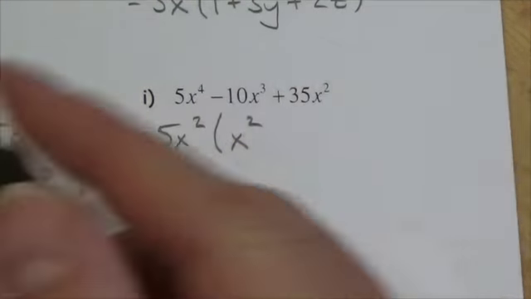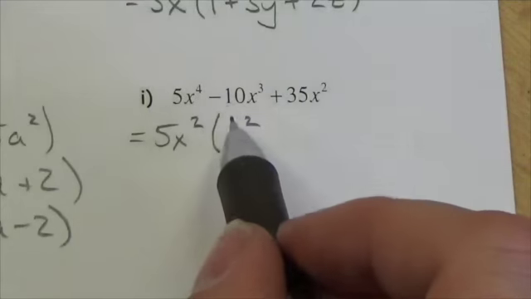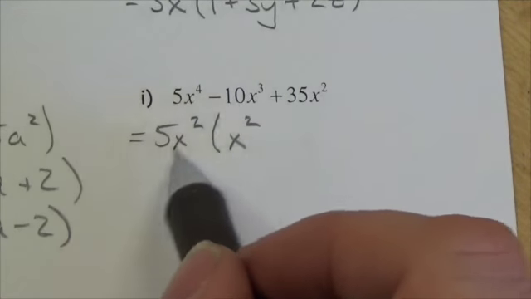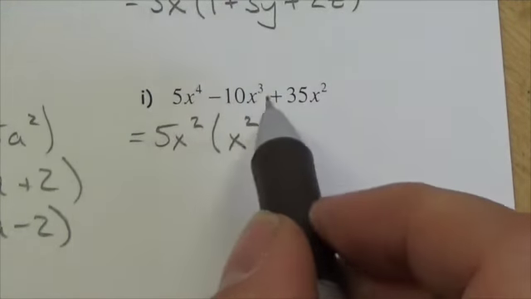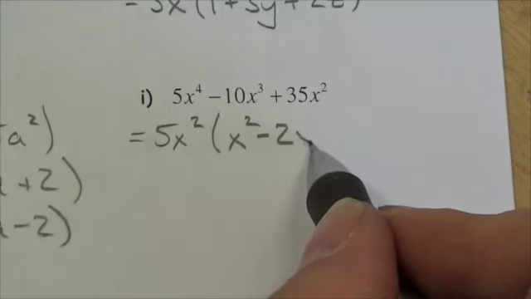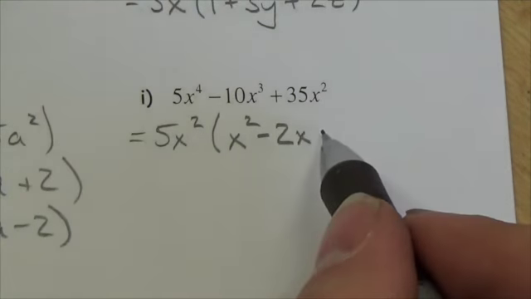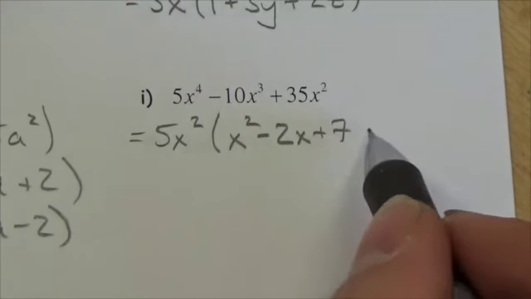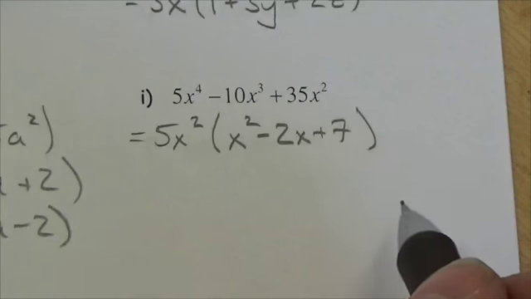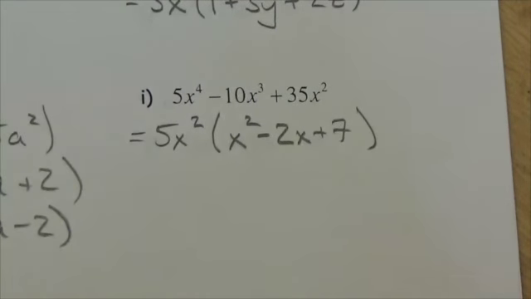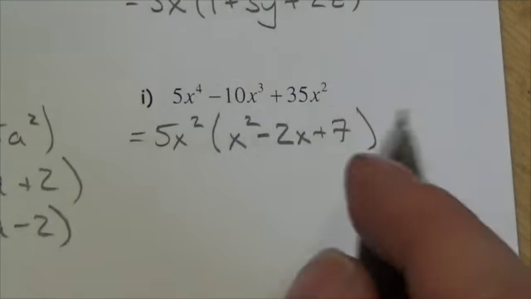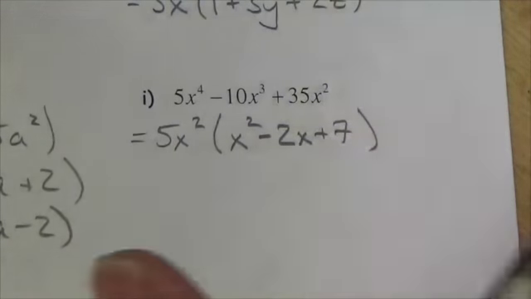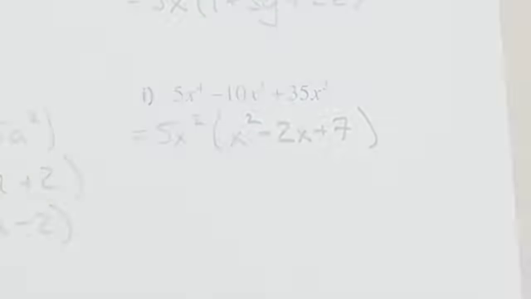Now I got that right. I screwed it up before, but I got it right here. Negative 10x cubed. Well, negative 10 divided by 5 will be negative 2. x cubed divided by x squared will just be x. 35 divided by 5 will be 7, and then the x squared divided by x squared will be 1. So just 7 times 1. So there you go. And again, maybe I could do some more factoring. I don't know. But for right now, I've taken out what's common, and that's what I was interested in at this point. Now we'll consider difference of squares factoring.